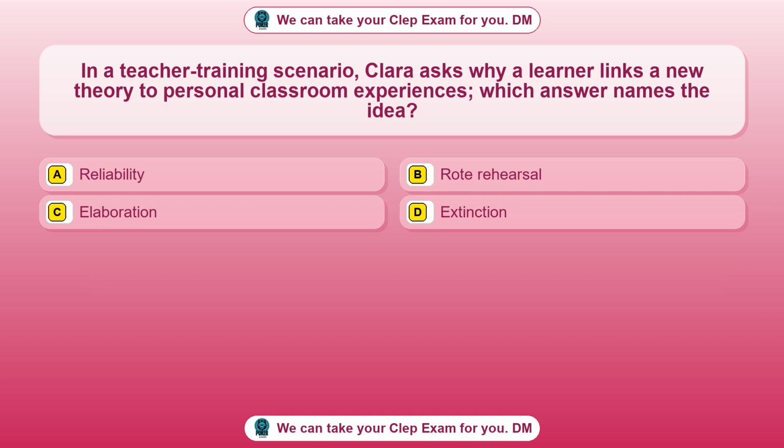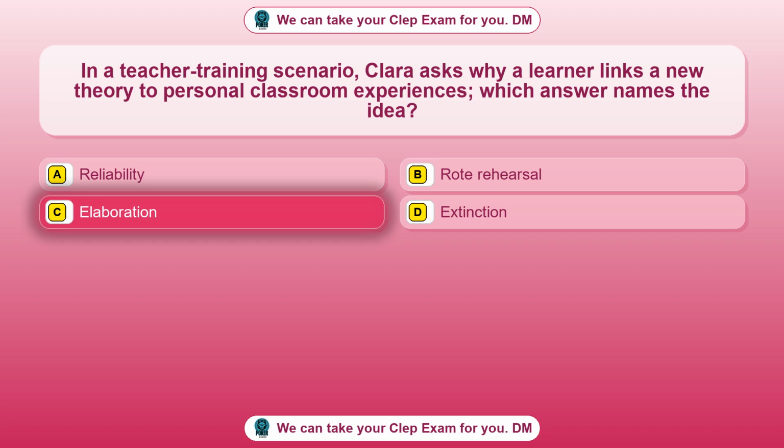Question 39. In a teacher training scenario, Clara asks why a learner links a new theory to personal classroom experiences. Which answer names the idea? Option A, reliability. Option B, rote rehearsal. Option C, elaboration. Option D, extinction. The correct answer is option C, elaboration.